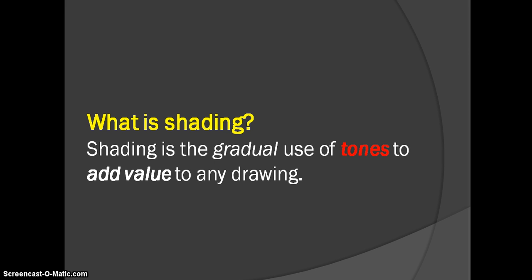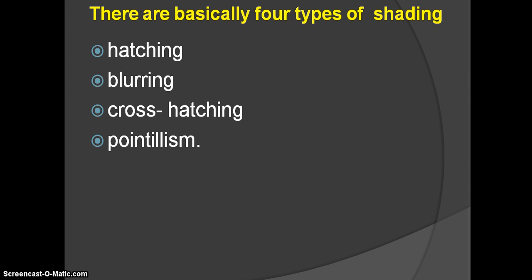What is shading? Shading is the gradual use of tones to add value to any drawing. There are basically 4 types of shading, namely hatching, blurring, cross-hatching, and pointillism.